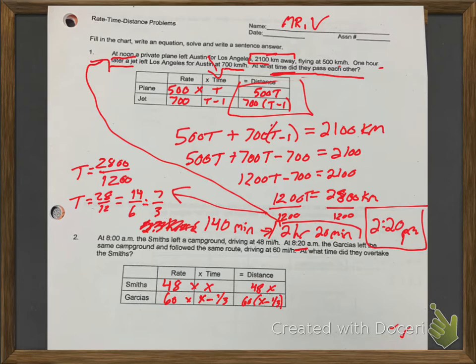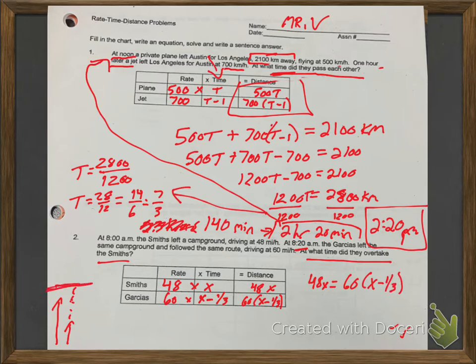So what does the question ask? At what time did they overtake the Smiths? Meaning, the Smiths leave first, and then after 20 minutes, the Garcias. So at what point do the Garcias pass the Smiths on the highway? So what I would need to do is find my other piece of information, and at what point, I would just set these equal to each other. So 48X is going to be equal to 60 times X minus 1/3. Because they're going to be equal.